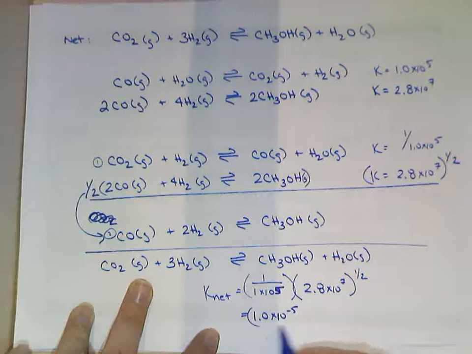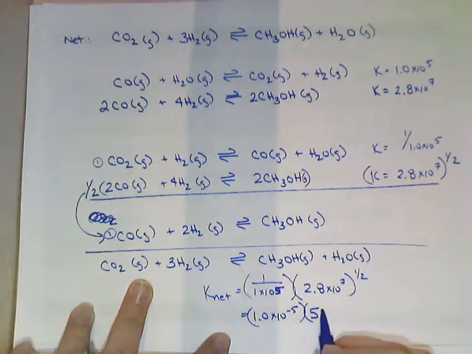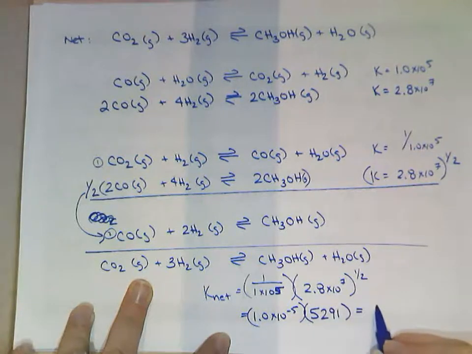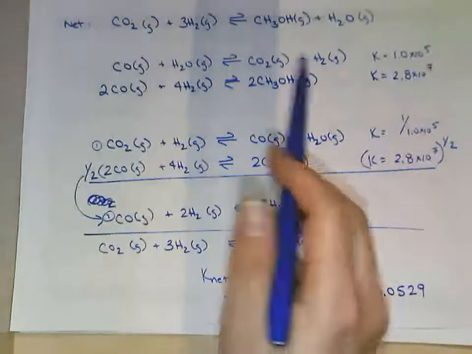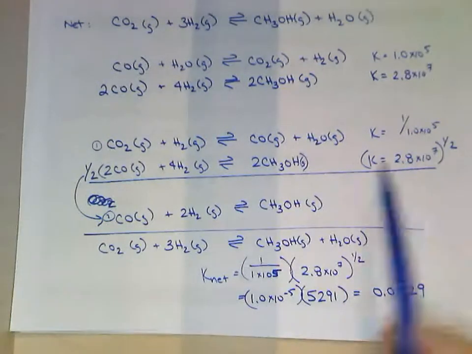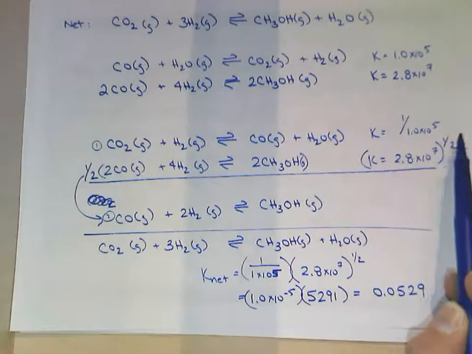So that is really 1 times 10 to the negative 5th times 5,291. So that would be our final K net. So it's very similar to stuff we've done before, just using slightly different rules than we used with enthalpy and a few other similar types of problems, where depending on if you flip it over, you do 1 over. If you have to divide it through, you take it to that power. Overall is multiplied together.